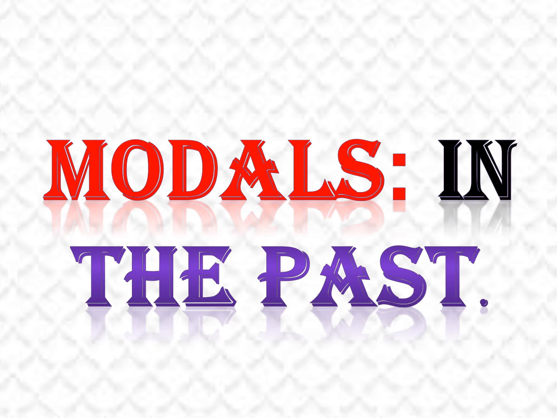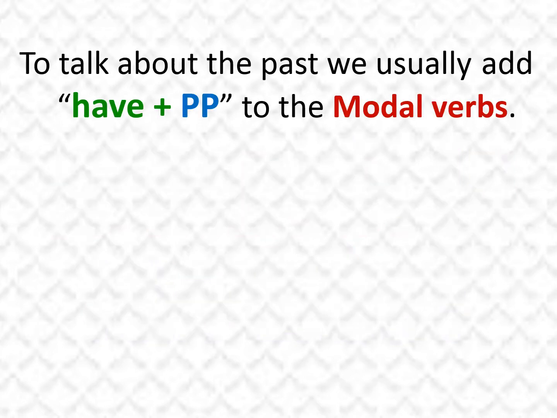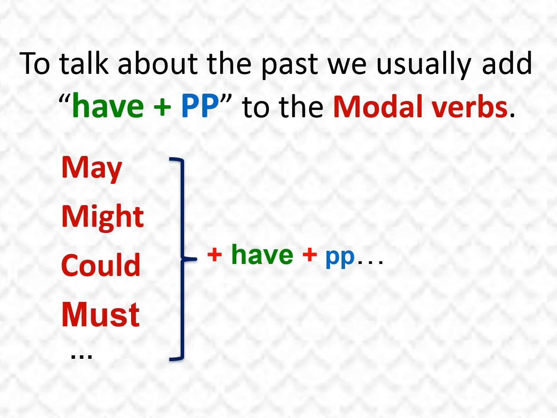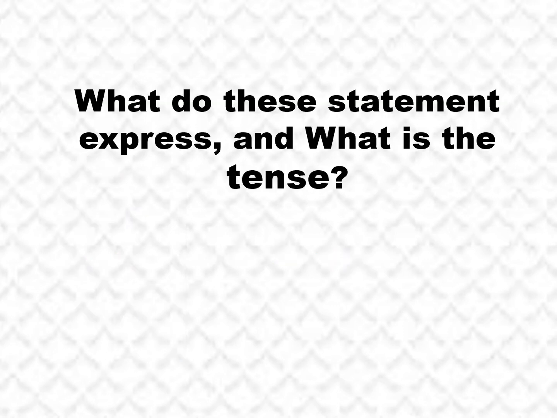Okay, now let's look at modals in the past. To talk about the past, we usually add have plus past participle to the modal verbs. For example, we say may plus have plus past participle, or might or could or must, etc. plus have plus past participle. You may have gone. She must have been, for example. So let's see whether you can do this.